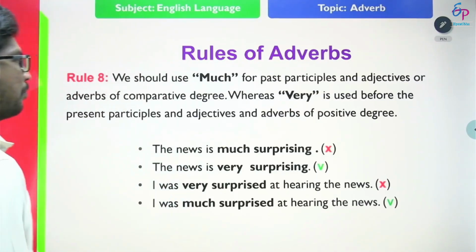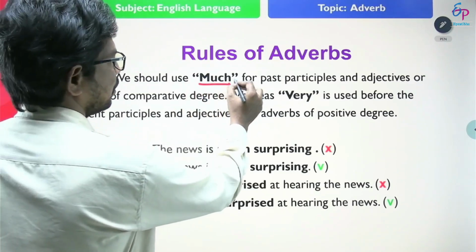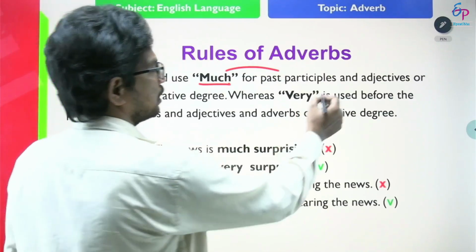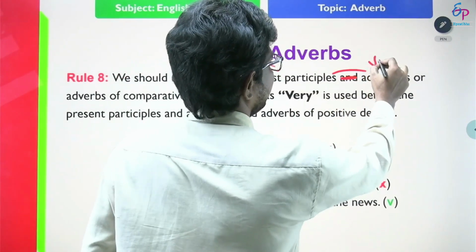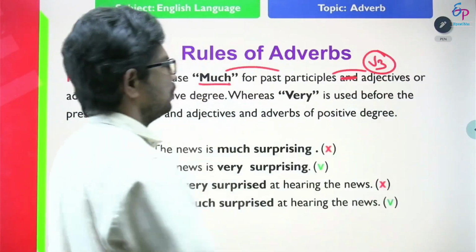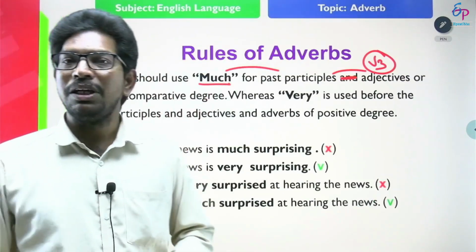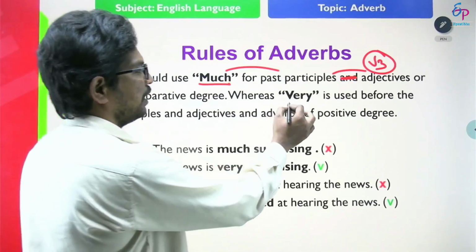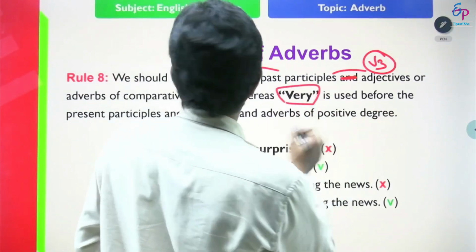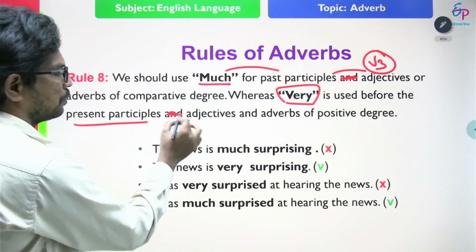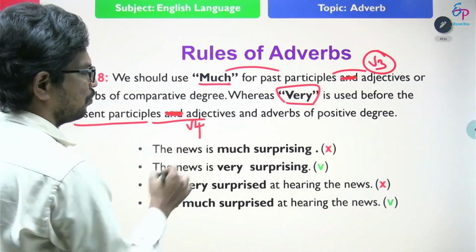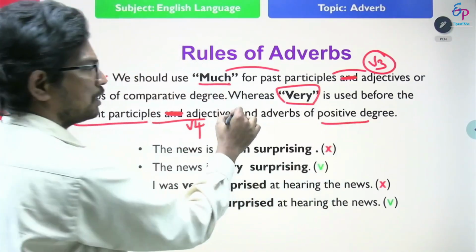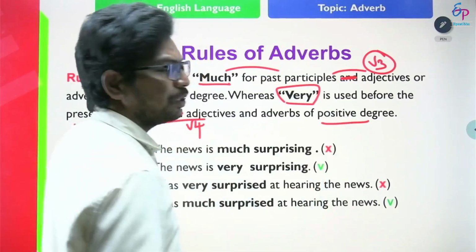See the next rule. We should use much for past participle adjectives. What are past participle adjectives? V3 forms. We use much for past participle adjectives, that means V3 form, whereas we use very with present participle adjectives, that means V4 forms, ing forms.